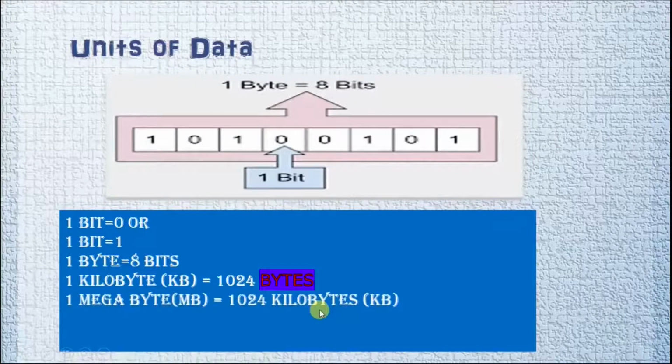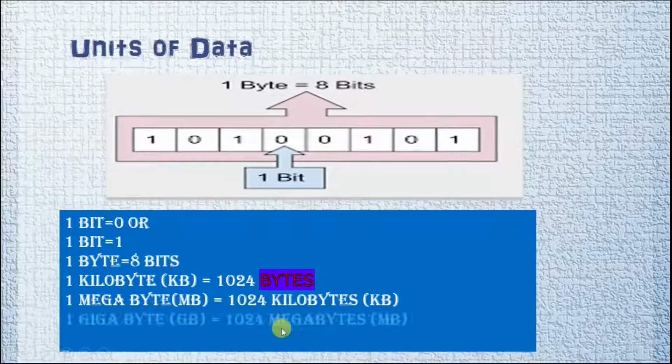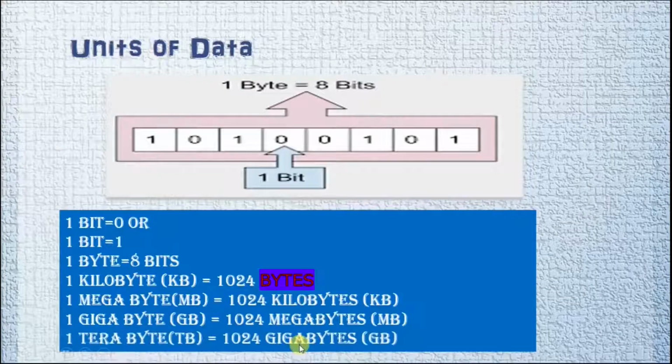The next larger unit of data is 1024 kilobytes equal to 1 megabyte, or you can say 1 MB. And 1024 megabytes make 1 gigabyte. And 1024 gigabytes make 1 terabyte.